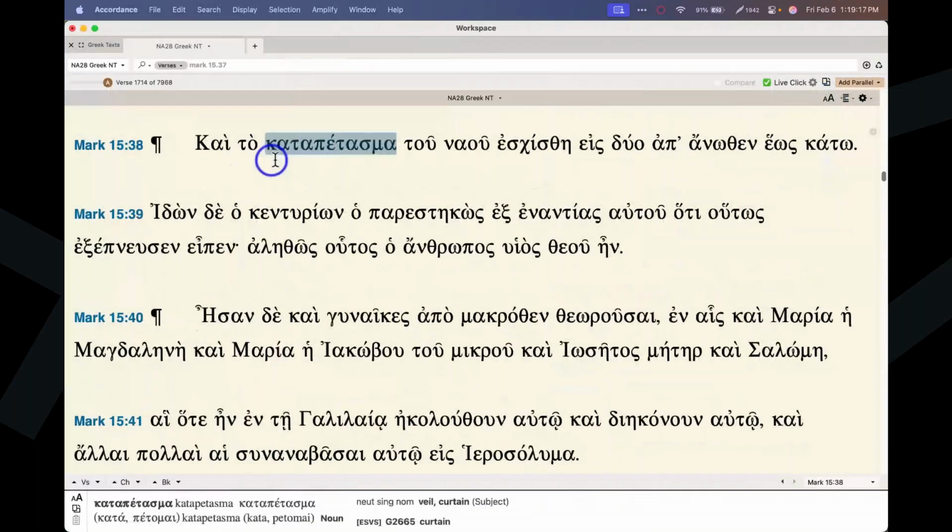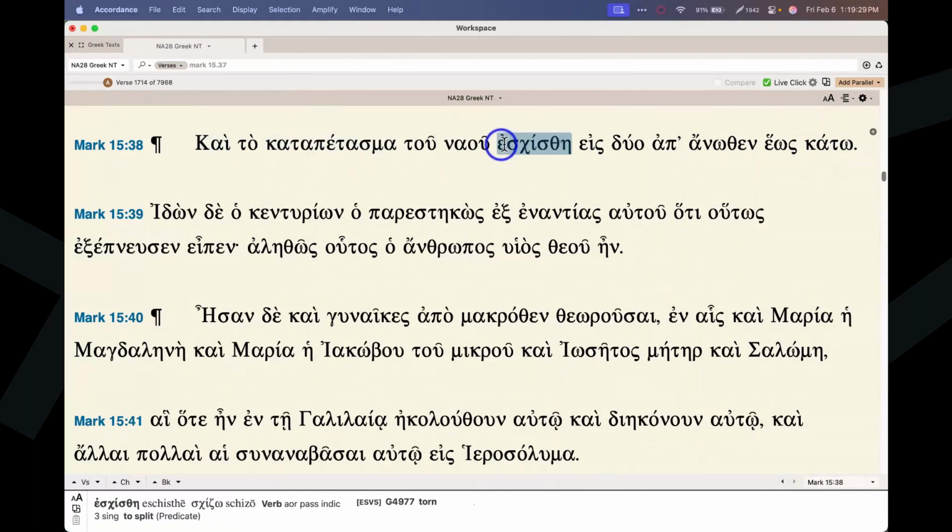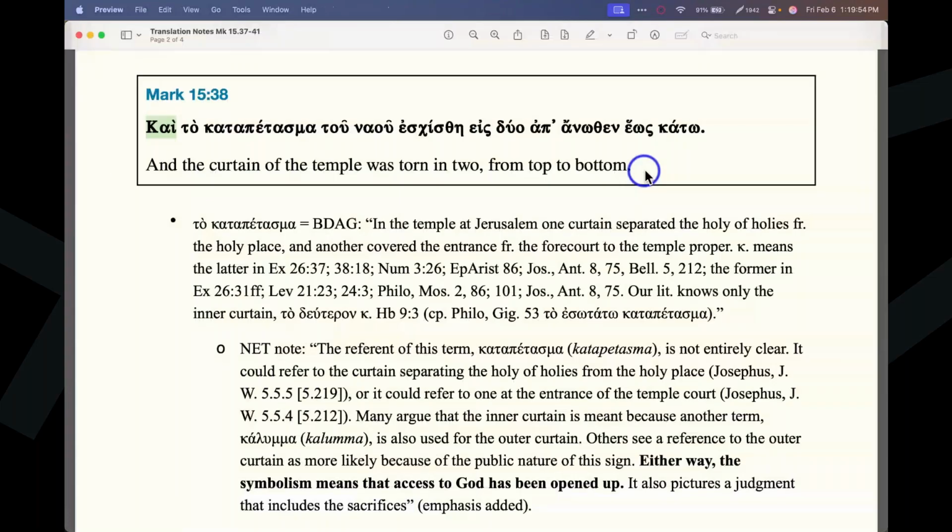Kai to katapetasma tou naou eschisthe eis duo ap' anothen heos kato. And the curtain of the temple was torn or was split in or into two. You can imagine a comma there, from above or from the top to or until the bottom. So a little smoother translation would be, and the curtain of the temple was torn in two from top to bottom. And that's how I translated it. And the curtain of the temple was torn in two from top to bottom.